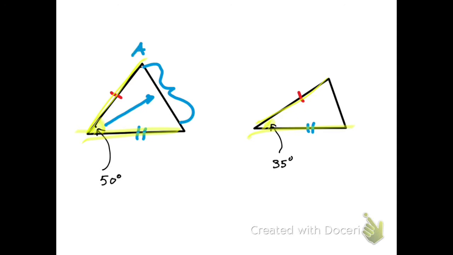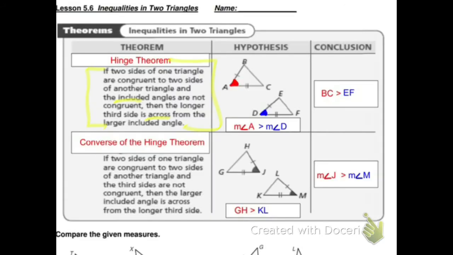So let's say this is side AB. AB is going to be greater than CD, because CD is across from the smaller angle. So that's the hinge theorem. This diagram here just summarizes what I just did over here. So here we have congruent, congruent, a second pair of congruent sides. The measure of angle A is greater than the measure of angle D, therefore side BC is greater than side EF. So that's the hinge theorem.